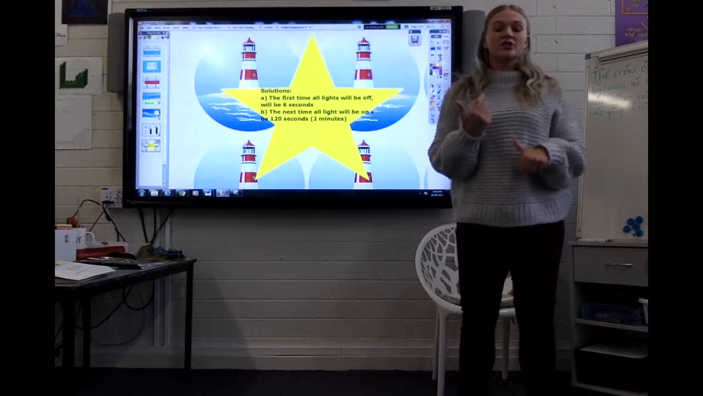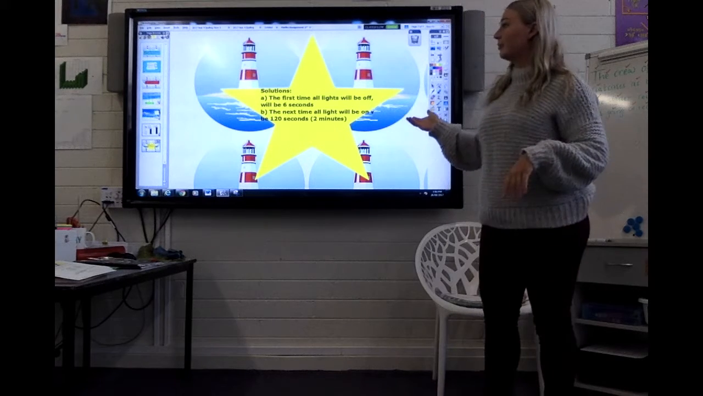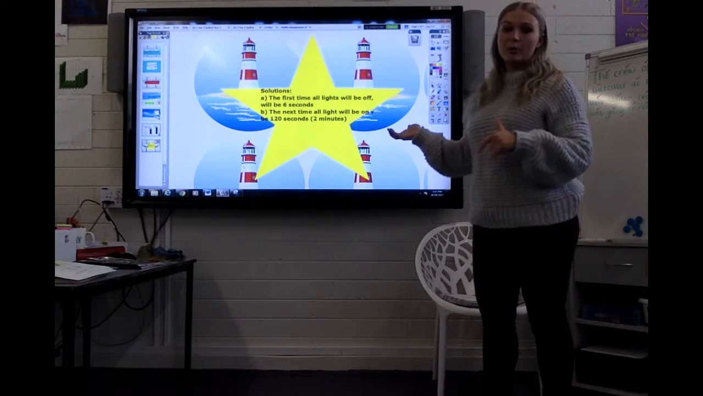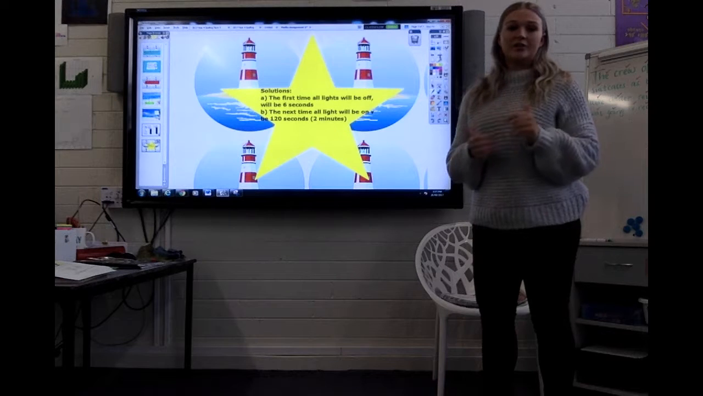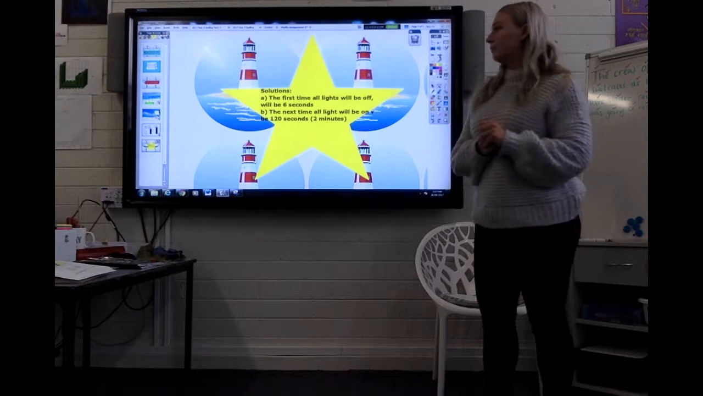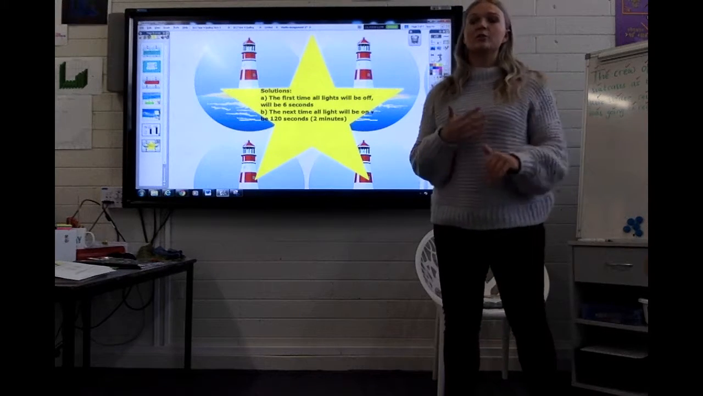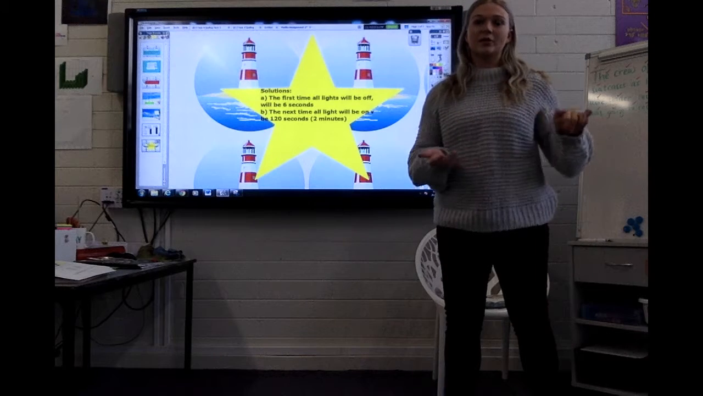So all of the strategies modelled and used within this number sentence or this word problem are all aligned with Year 3-4 substrands in the curriculum. I hope that you guys understand everything. If you would like any clarification, please let me know and see me after.